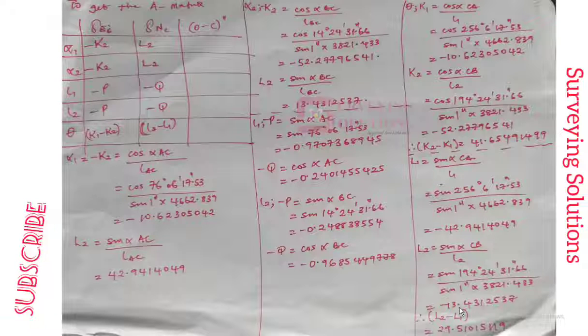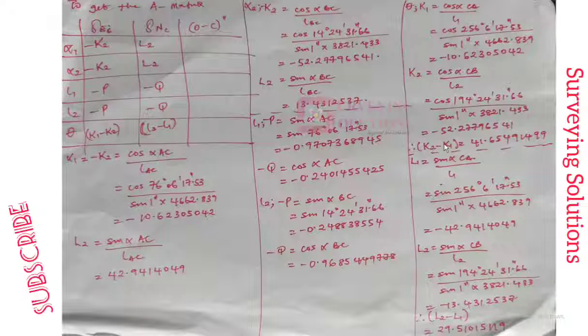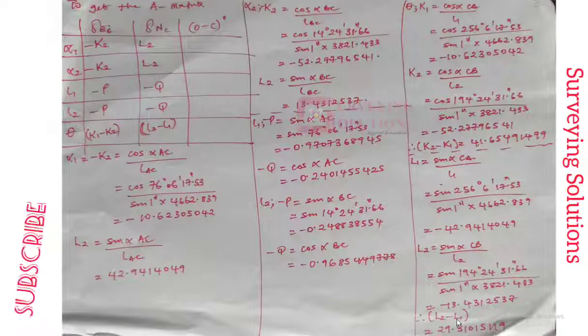So you should be able to arrive at this negative answer. I guess we made that mistake because we were trying to make both of them the same, whereas they are not the same. This is K1 minus K2, whereas this is L2 minus L1. Please, we take responsibility for that typo error.